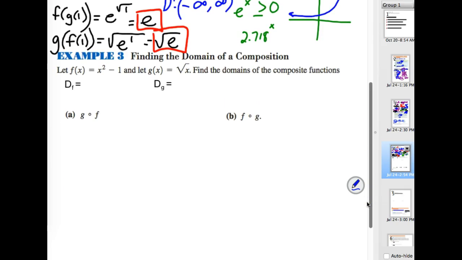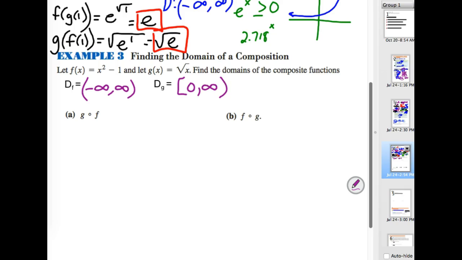All right, example 3. It says finding the domain of a composition. Our first function, f, is x squared minus 1. So what would the domain of f be? What are the values that we can plug in and square? It could be anything. So negative infinity to infinity. Our g of x function is, again, the square root of x. We've talked about that. It can't be negative. So we are looking at everything from 0 on up.